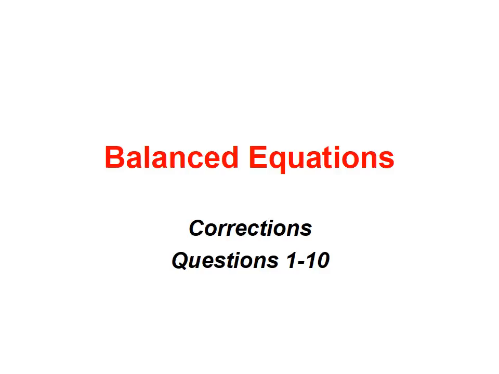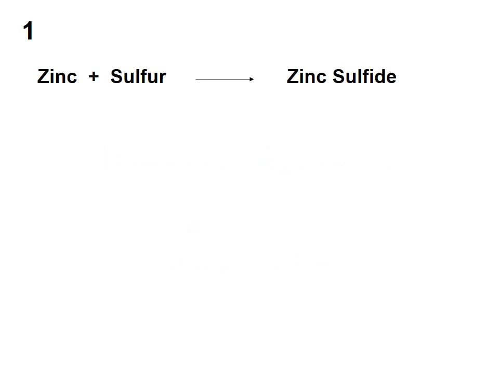Okay, this video is going to demonstrate how you go about writing and balancing an equation correctly. The first thing that you're going to do is take each part and translate it into its chemical formula. So we've got zinc plus sulfur produces a compound, zinc sulfide.